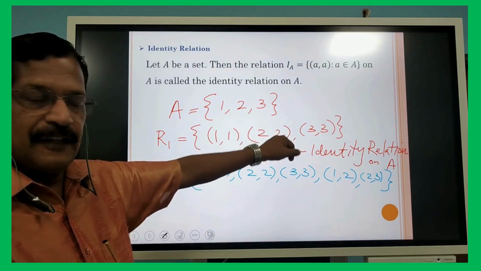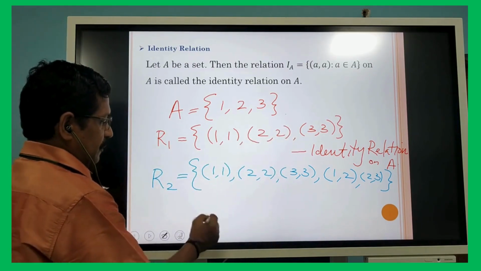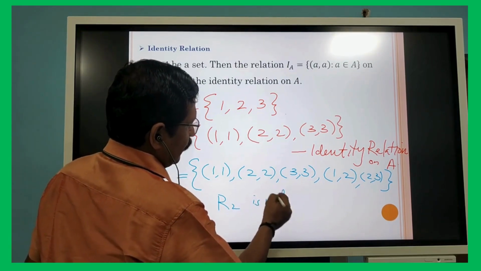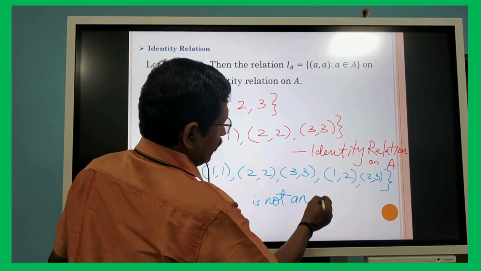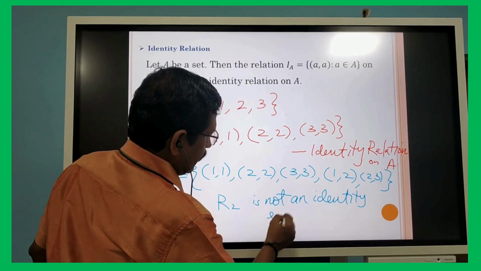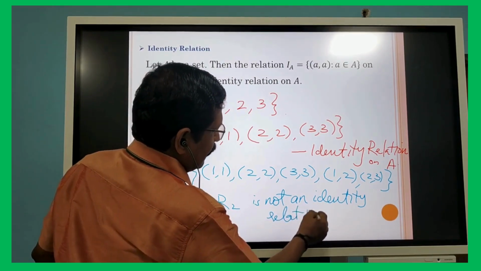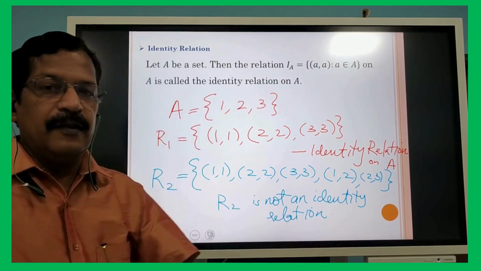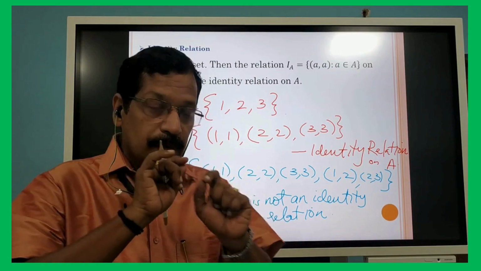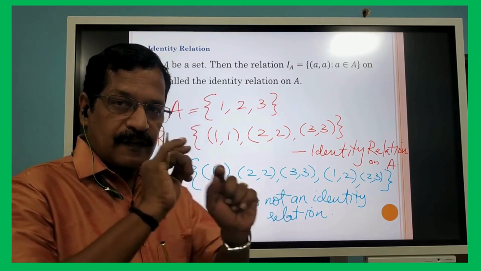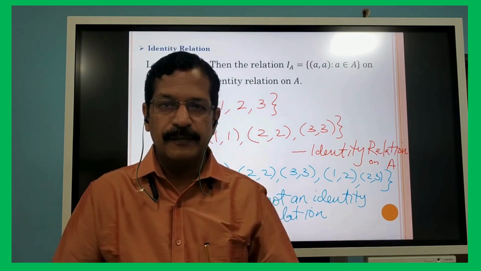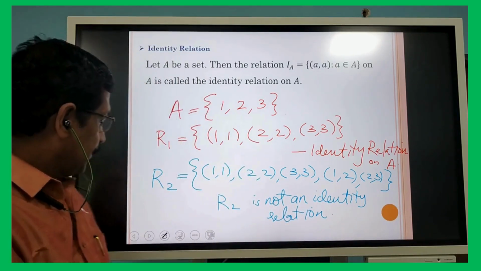R1 is the identity relation. This relation, R2, is not an identity relation. The reason? For an identity relation, the element should be related to itself only. But in R2, some elements are related to some other elements, so it is not an identity relation. I think it's clear now.